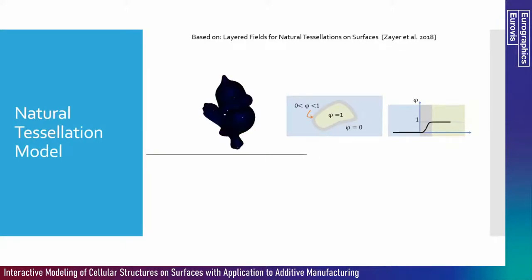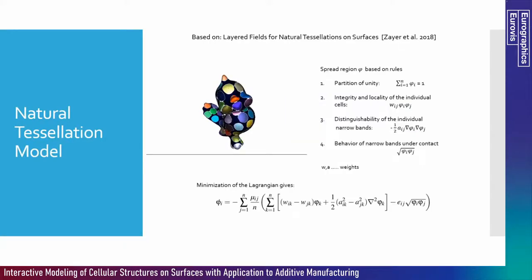The layered fields approach spreads regions from seed points located at vertices on the mesh. This is similar to a diffusion process, but follows certain rules. They define a spread of those regions without an overlap. They also create narrow bands between neighboring regions based on a transition function. The first rule states that at every point on the surface, the contribution of each field summed up is 1. Integrity and locality of the individual cells is kept by the second rule. The third one defines distinguishability of the individual narrow bands, and the fourth determines the behavior of region boundaries when they meet. The minimization of the Lagrangian then gives this equation. We use this algorithm plus several efficiency improvements as our base implementation that gives us the initial layout.